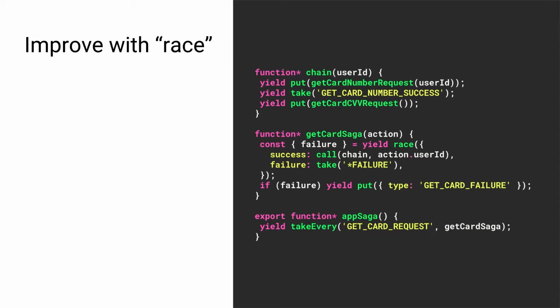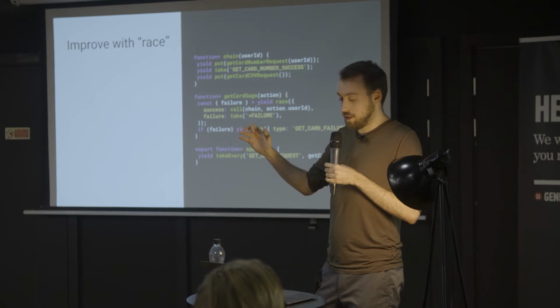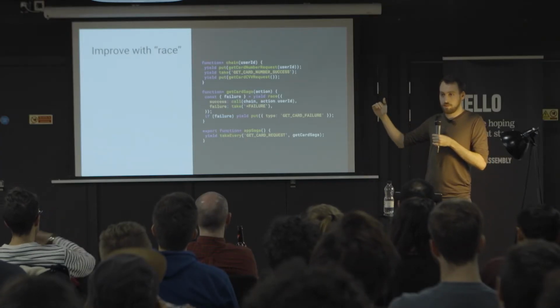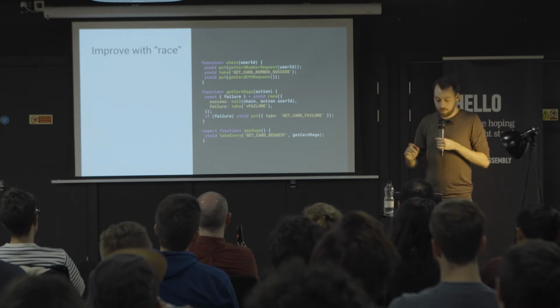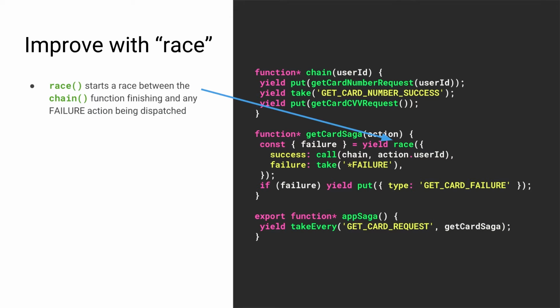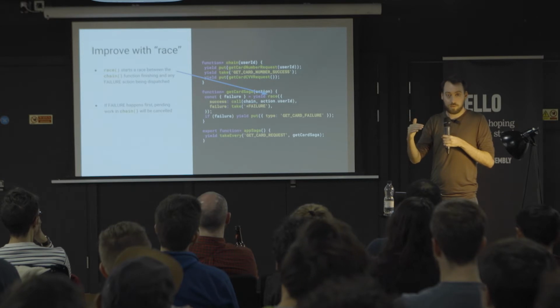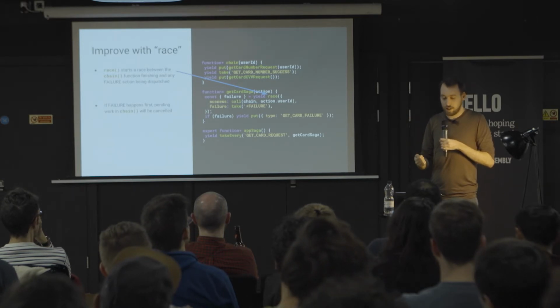One thing we can do is use an effect called race. In this case, we have the same chain. We try to get the card number, but this time we only wait for success. The problem is that if there's an error in the call and it sends off a failure action, that success will just hang forever. It'll never be taken. But that's where race can help. Race starts a race between that chain function and taking any kind of failure action. If it gets a failure action before the chain is completed, it cancels the chain, even if it's halfway through. So we don't get any memory leaks or anything like that.